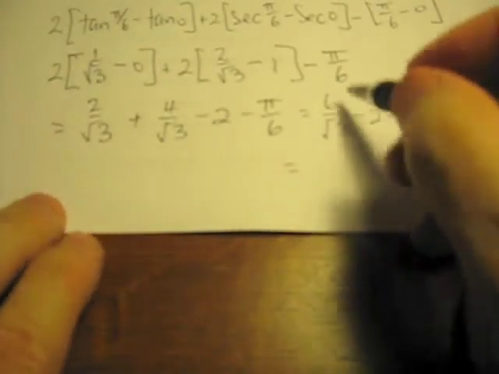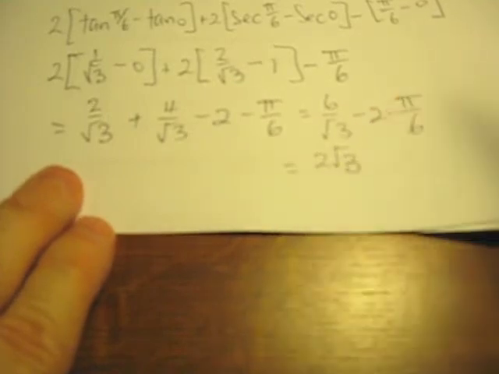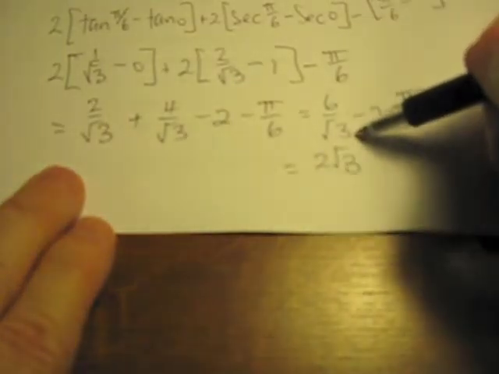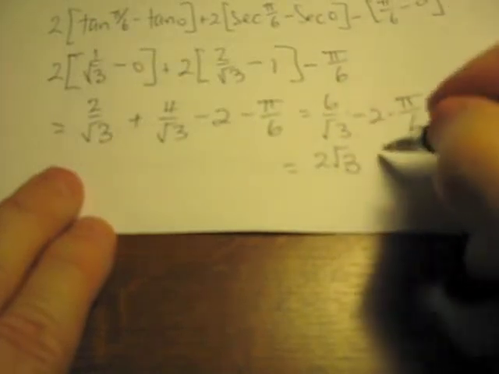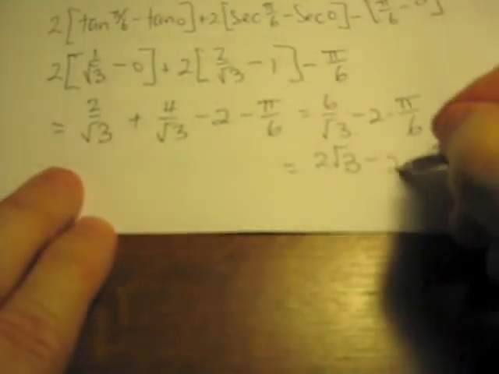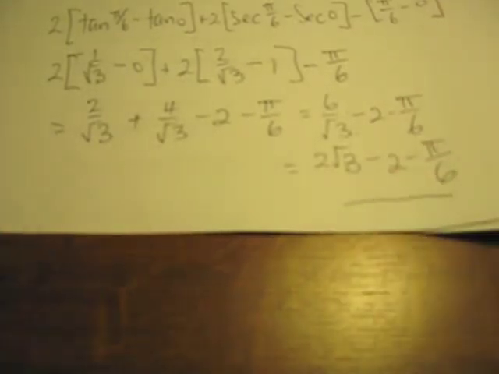If I multiply top and bottom by root 3, because I have a root 3 here, that gives me a 3 on the bottom and 6 root 3 on the top, so 3 and 6 go 2. That gives 2 root 3, subtract 2, minus pi on 6, and this would be the value of my integral of (sec x plus tan x) squared from 0 to pi on 6.